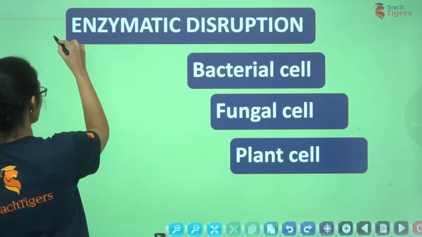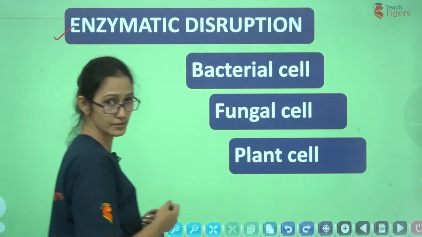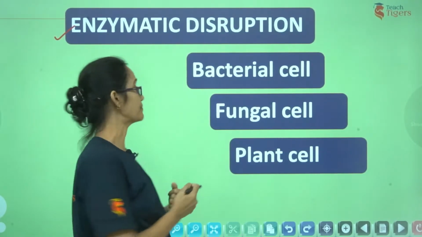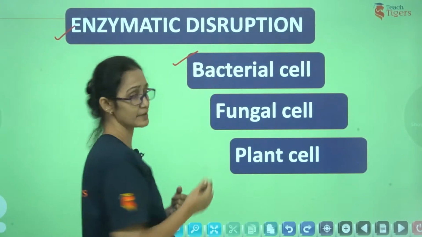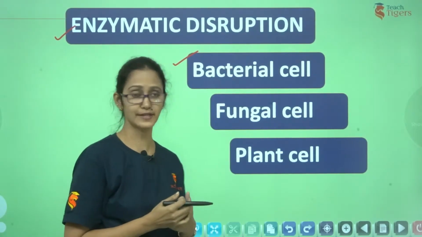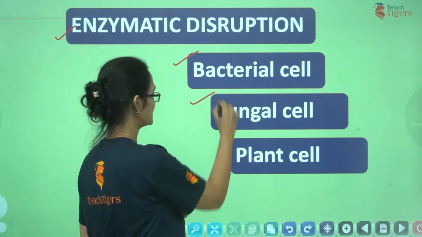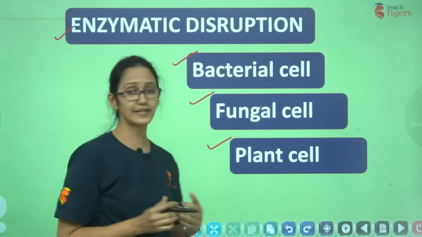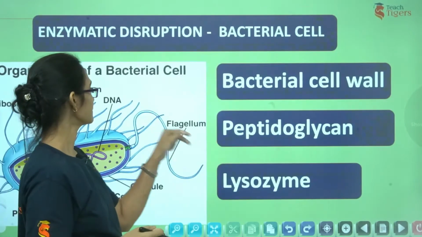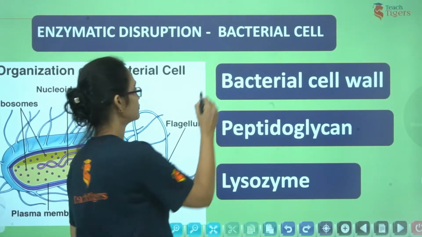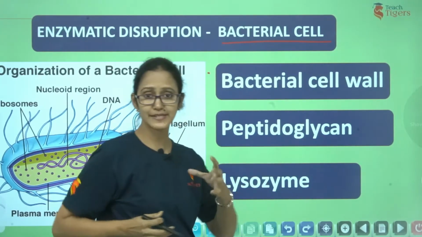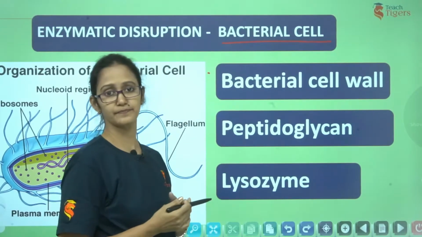If you look into the enzymatic disruption methods, what kind of enzyme you have to employ depends on the type of cell you are using. Why? Because each cell has its own cell wall composition, right? So depending on the type of the cell that we are using, we need to employ that particular enzyme. Let us have a look at the bacterial cell. Suppose our sample cell is a bacterial cell.